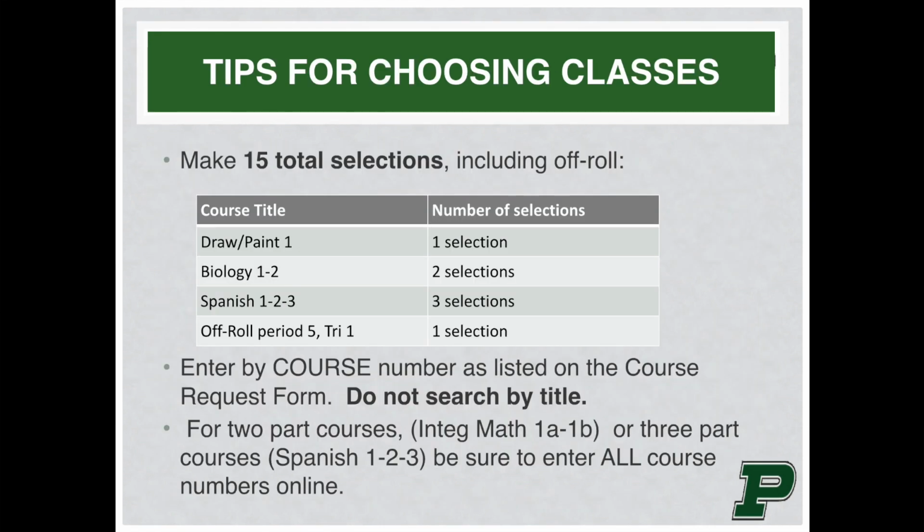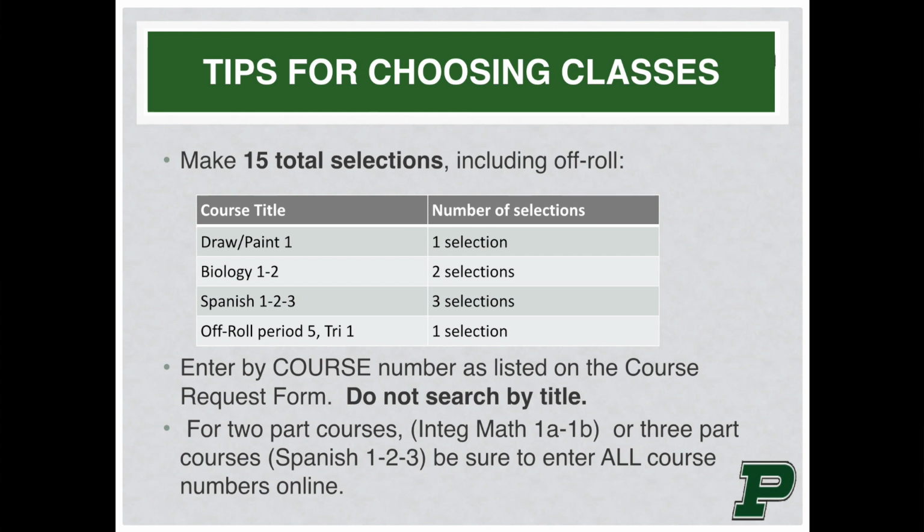In terms of choosing your classes, you must make 15 total selections for the entire school year. When you are choosing your selections, remember that an off-roll counts as a selection. In the examples below, Draw and Paint 1 is 1 selection, Biology 1-2 is 2 selections, and Spanish 1-2-3 is 3 selections. Off-roll, period 5 in trimester 1 is 1 selection.